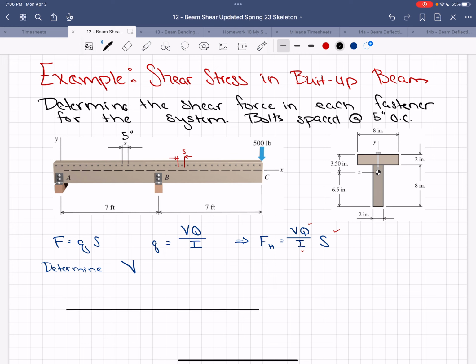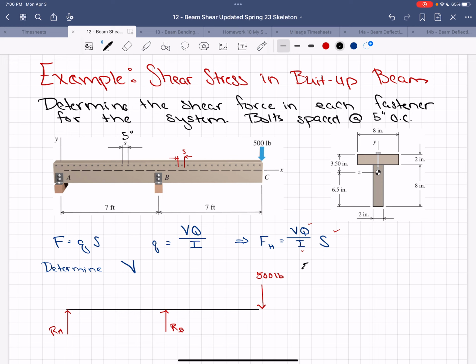And we have to solve for the reactions. We have a 500-pound load at the end. Then here in the middle, we have a reaction at B, and here at A, we have a reaction at A. Each of those forces are 7 feet apart. So then we're going to solve for the reactions.